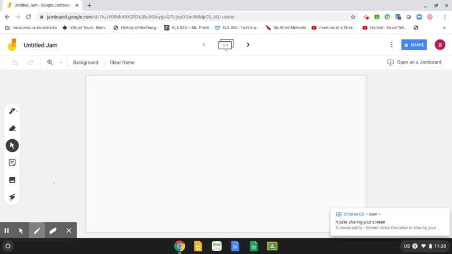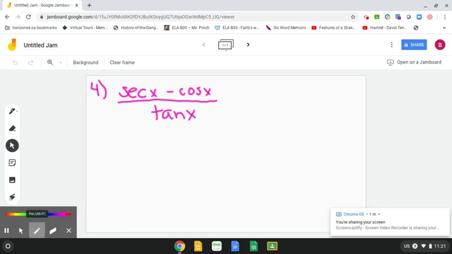Number 4 said, rewrite the expression secant x minus cos x over tan x in terms of sine and cos, and then simplify it. So let's just write this. Secant x minus cos x over tan x. Okay, so all it's asking you to do is write it in terms of sine and cos. Obviously cos is already in terms of sine and cos, but these other two need to be rewritten.